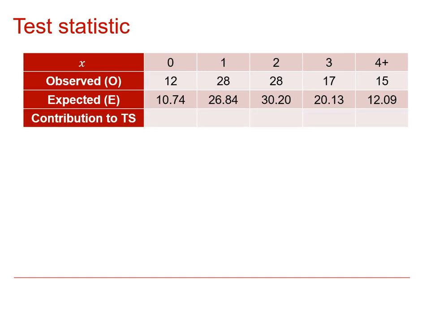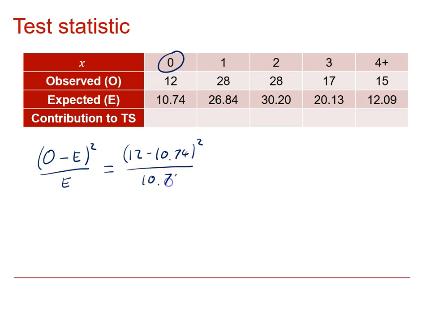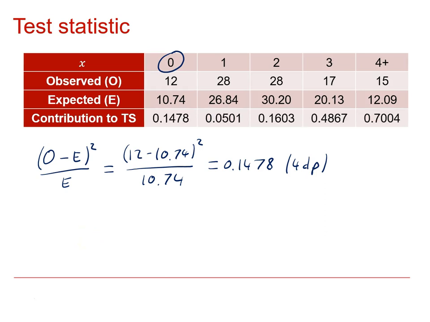We now need to calculate the contribution to the test statistic. So the contribution is observed minus the expected, squared, divided by the expected. So for x equals 0, that is 12 minus 10.74, squared, over 10.74, which is 0.1478 to 4 decimal places. Remember to go to 4 decimal places so the same level of accuracy is throughout. So there are all the contributions to the test statistic.